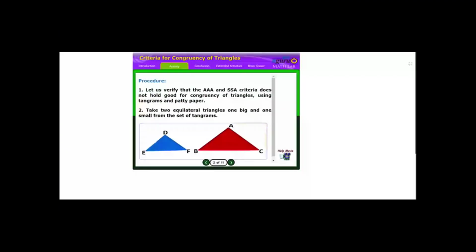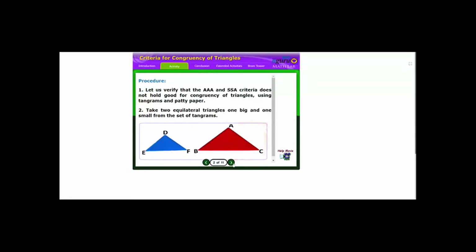The 2 triangles must be one big and one small, and both must be equilateral triangles. You can see here, there is one blue triangle and a red triangle. Blue is small, red is big. Both are equilateral triangles.